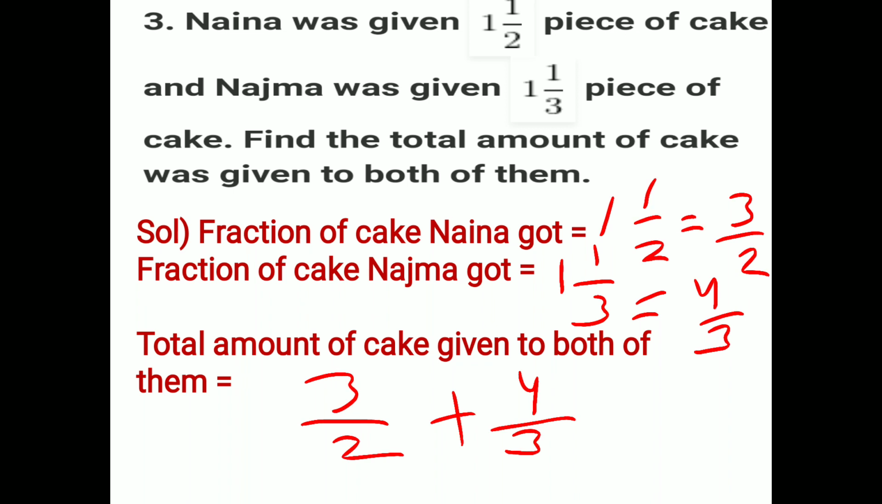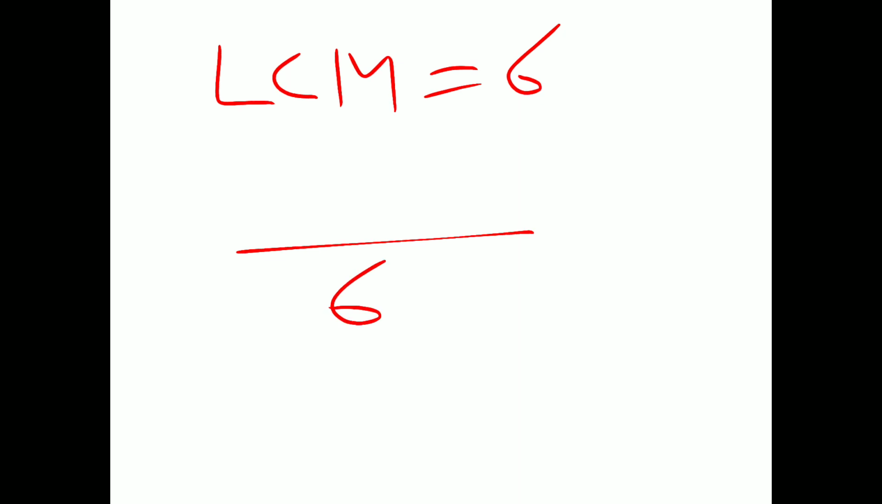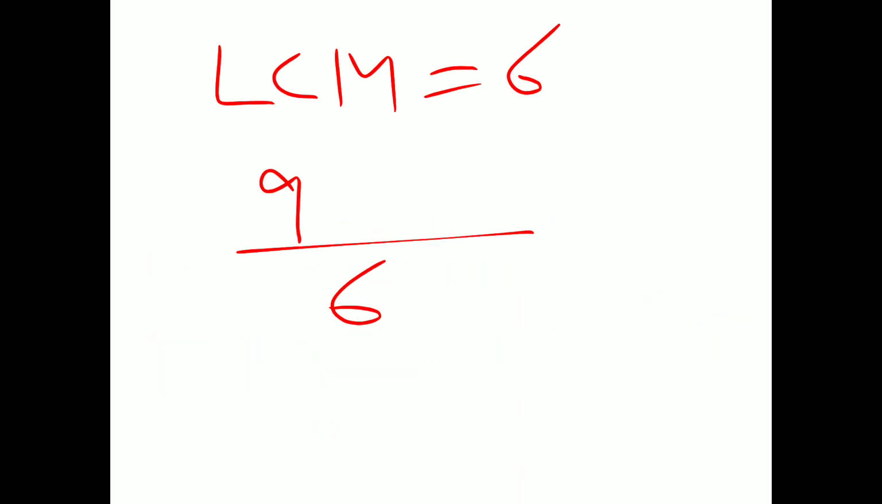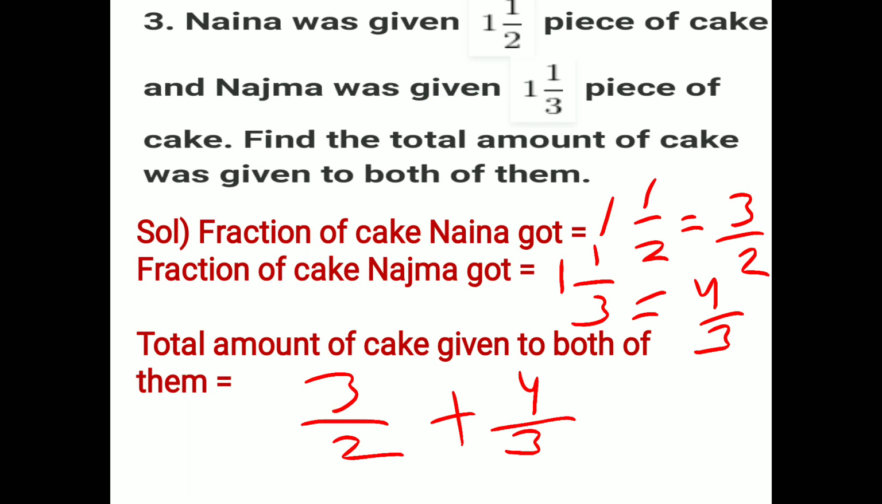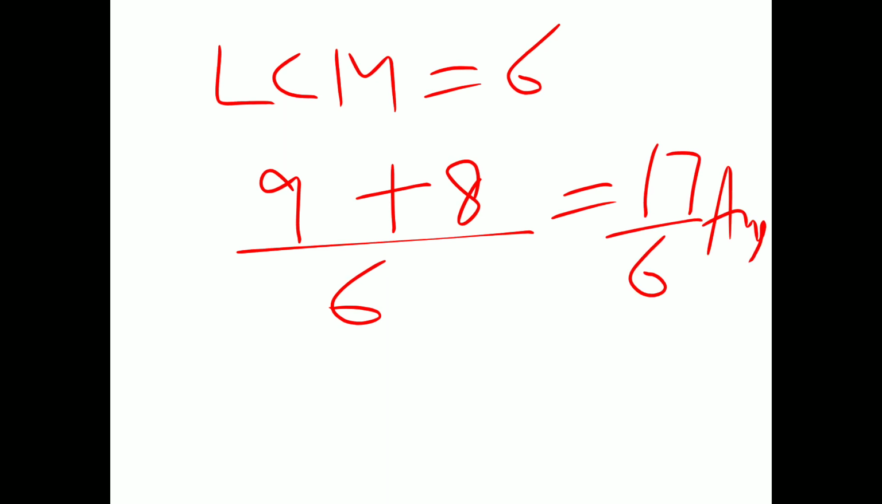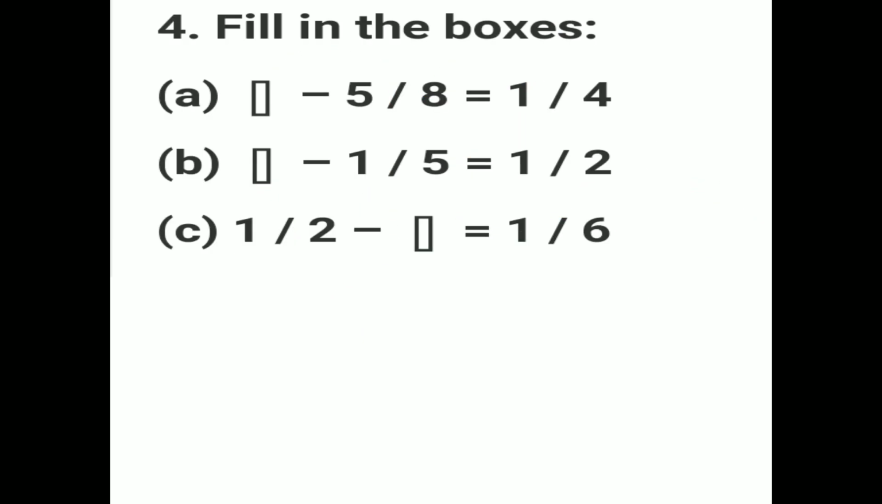So again 2, 3 do not come in any table. So LCM will be 6. Clear? You write 6 down. Then you see 2 table 6 comes at 3s, so answer is 9. Clear? 3 table 6 comes at 2s, so it will be 8. 9 plus 8 is 17. 17 by 6 is the answer of it. Clear? Now we do question number 4.